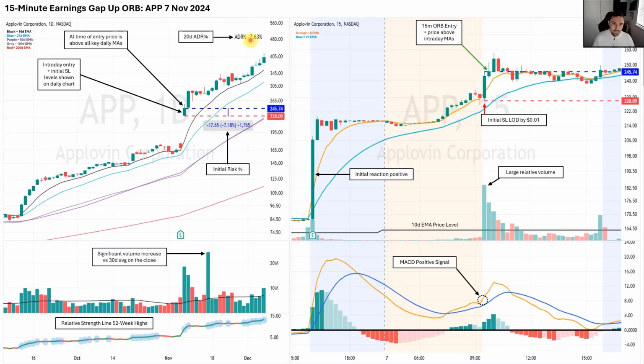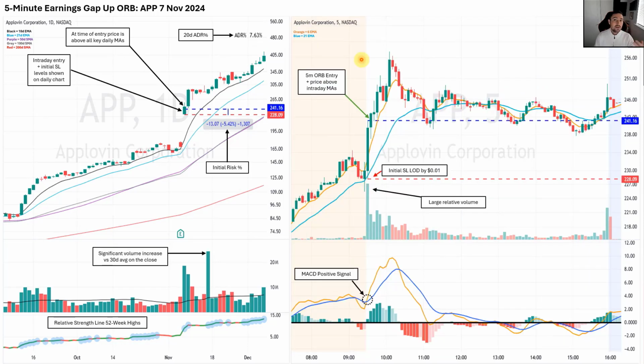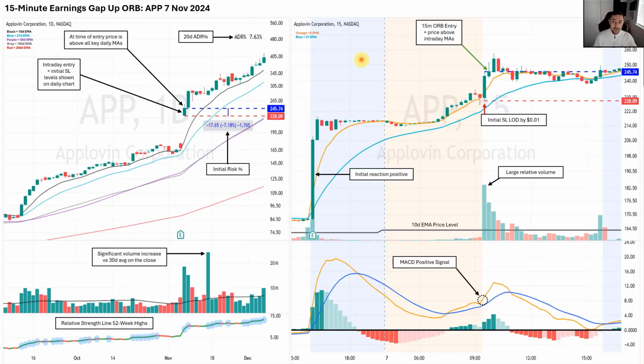In terms of the 15-minute chart, okay, so it's the same setup here. AppLovin on its 7th of November earnings gap. 15-minute charts here, nice bullish 15-minute candlestick. Note the initial reaction to the news, so when it comes out in the post market, really favorable reaction. We like seeing this. This is good. MACD positive as well, so really favorable initial reaction. MACD is positive. Price, in terms of the first 15-minute candlestick, bullish candlestick above all the key daily moving averages.